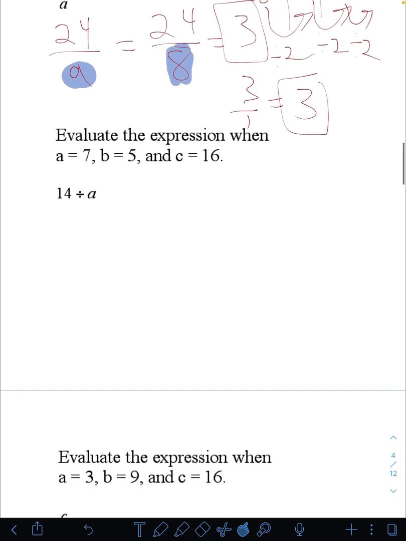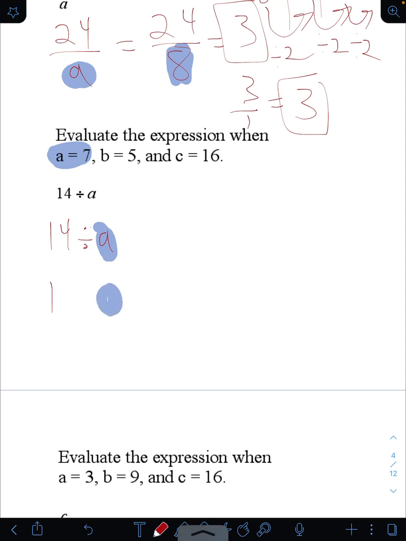Okay, let's look at this one. 14 divided by A. A is what I care about, and A is 7. So I get 14 divided by 7. You can use your times 10 chart, or you can remember that 7 is half of 14. 2 7s make a 14.